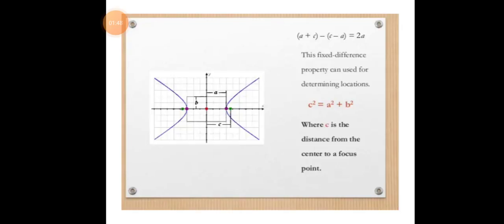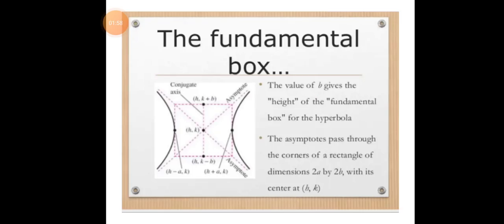So c squared equals a squared plus b squared. This is the formula, where c is the distance from the center to a focus point. Then the fundamental box: the value of b gives the height of the fundamental box for the hyperbola. The asymptotes pass through the corners of a rectangle of dimension 2a by 2b with its center at h and k.